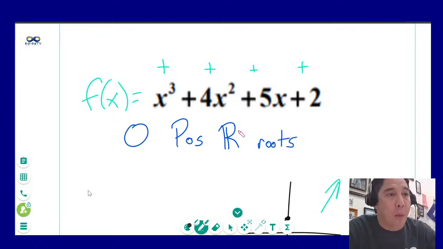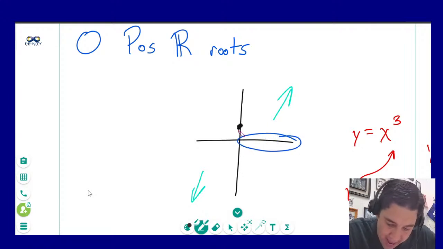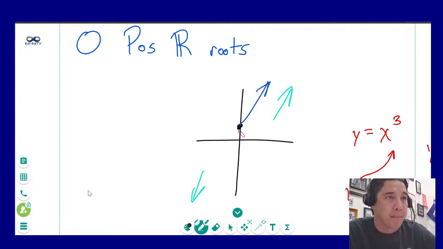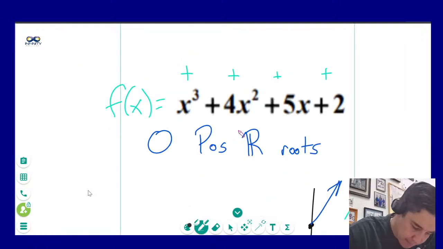So now if I go back to my graph here, I know this end behavior isn't actually going to be there. I'm going to have no positive real roots here. So actually from this y-intercept, it's going to be going straight up from there. Then I can take a look at f of negative x.